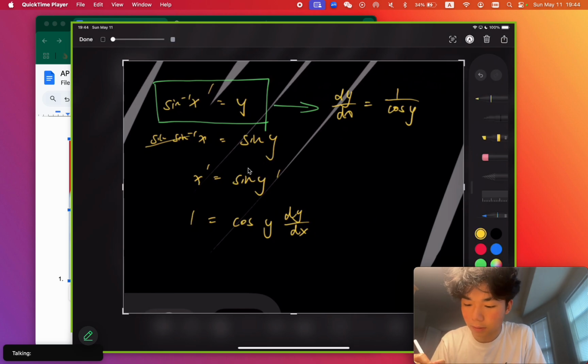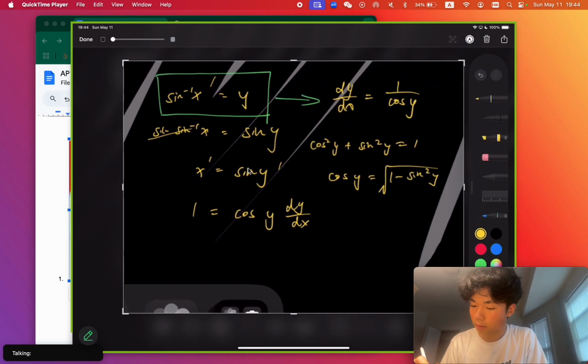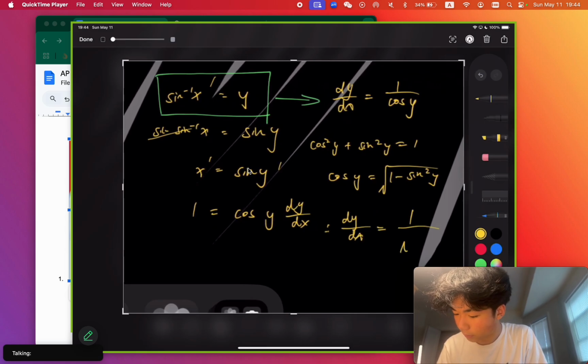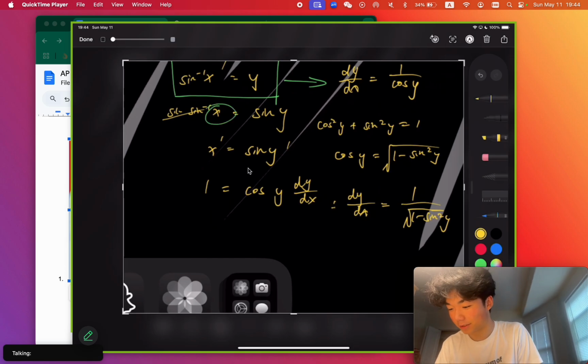And what is cosine y? As we know, cosine squared plus sine squared equals 1, and this gives you cosine y equals the root of 1 minus sine squared y. Hence dy dx equals 1 over root 1 minus sine squared y. And what is sine squared y? Sine squared y is basically x squared. So you get 1 over root 1 minus x squared.